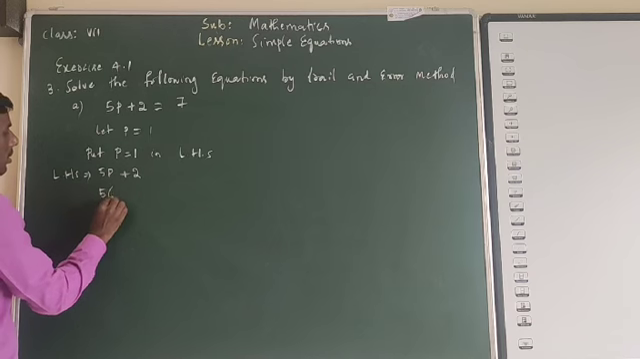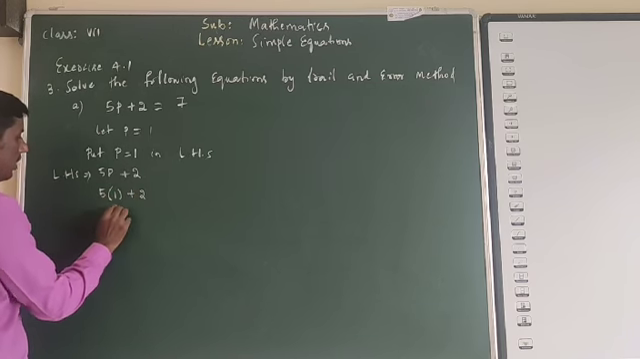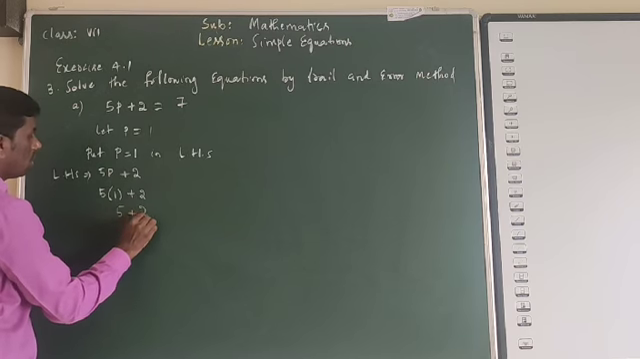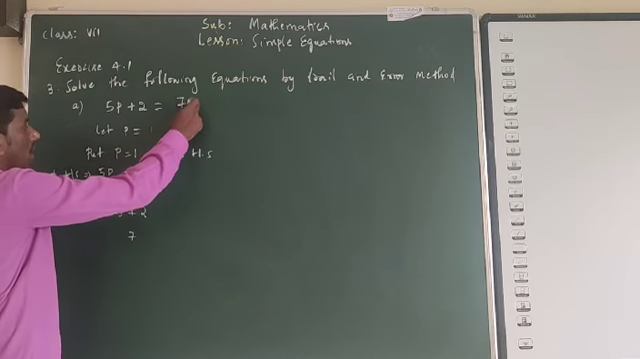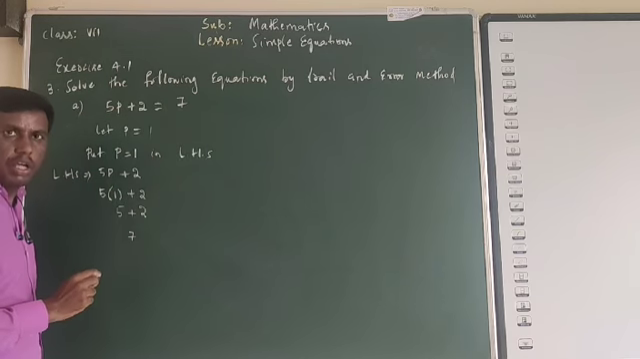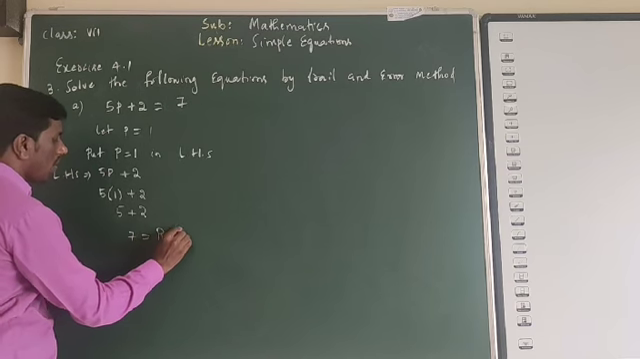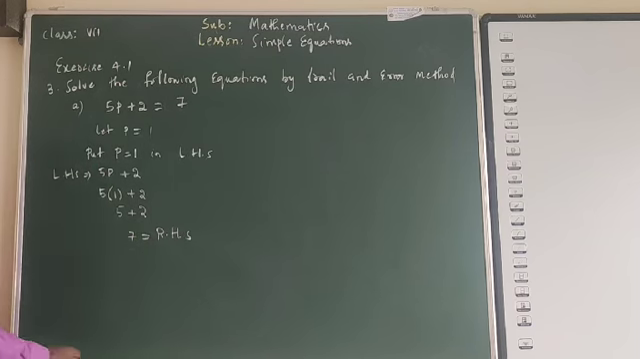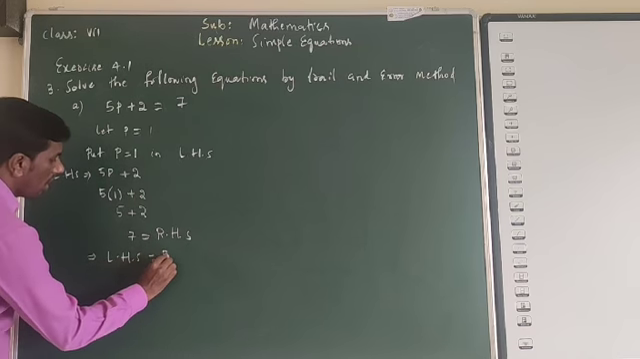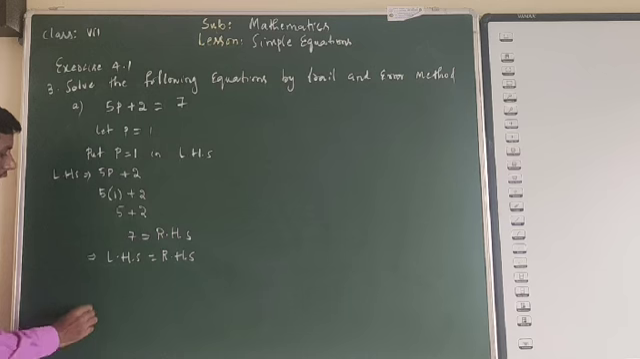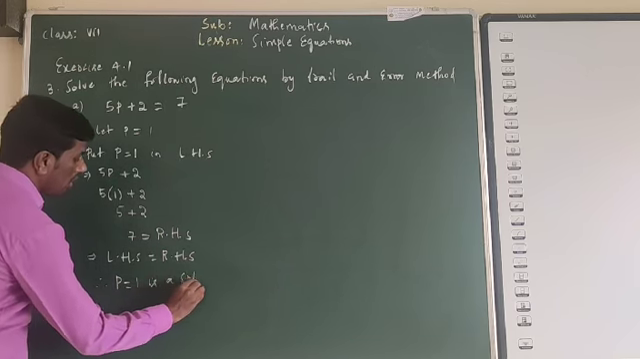Okay. So 5, the p value is 1, plus 2. So 5 into 1, because 5 into p, is 5, plus 2. So 5 plus 2 will become 7. You can observe that the RHS is also 7. So 7 is equal to the RHS. This implies that the LHS is equal to the RHS. Therefore, p is equal to 1 is the solution.